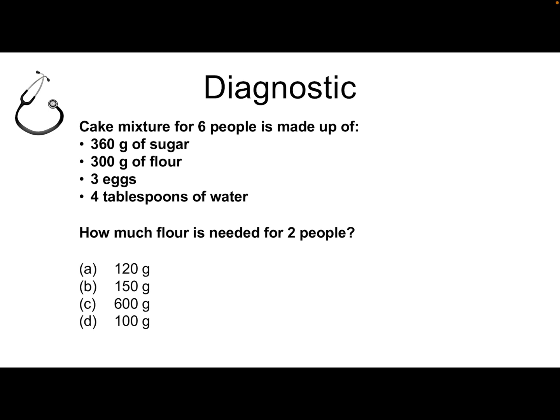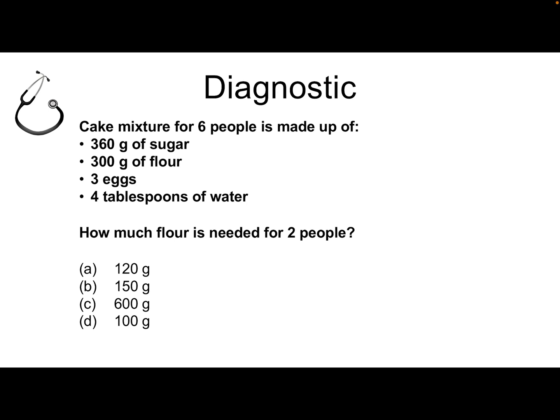So cake mixture for 6 people is made up of 360 grams sugar, 300 grams of flour, 3 eggs, 4 tablespoons of water. How much flour is needed for 2 people? So you can stop your video and answer the question.